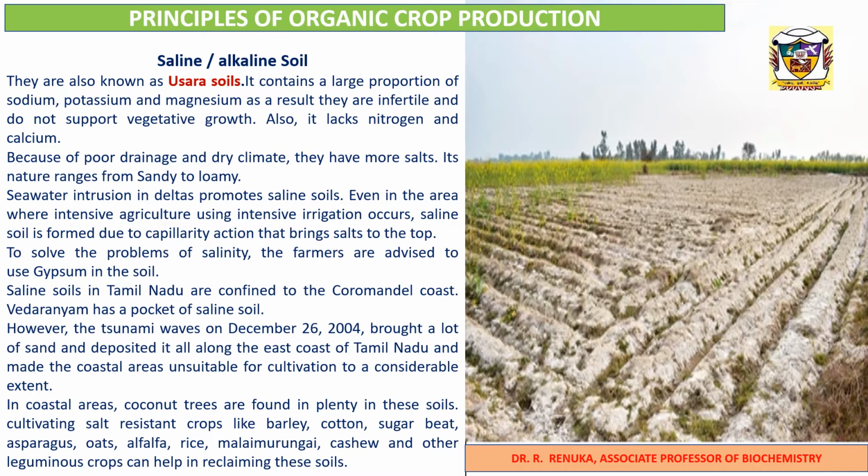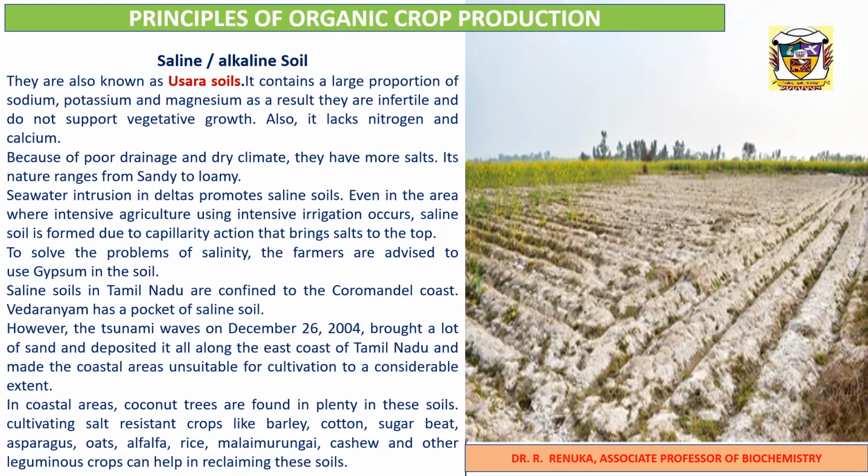Because of poor drainage and dry climate, they have more salts. Its nature ranges from sandy to loamy. Seawater intrusion in deltas promotes saline soils. Even in areas where intensive agriculture using intensive irrigation occurs, saline soil is formed due to capillary action that brings salts to the top. To solve the problem of salinity, farmers are advised to use gypsum in this type of soil.